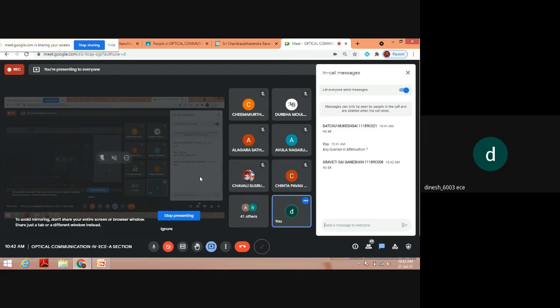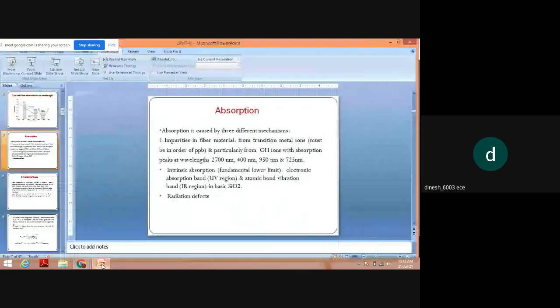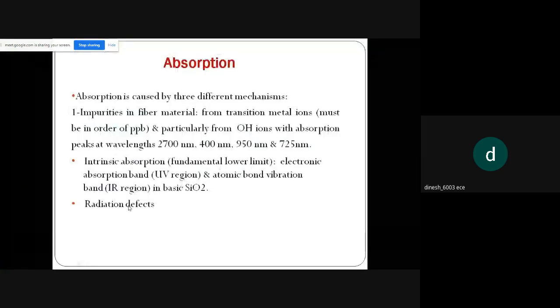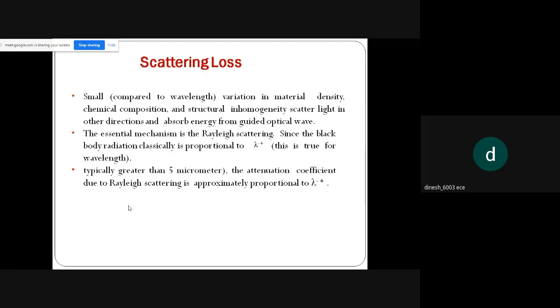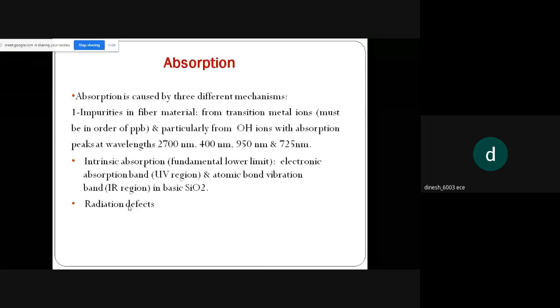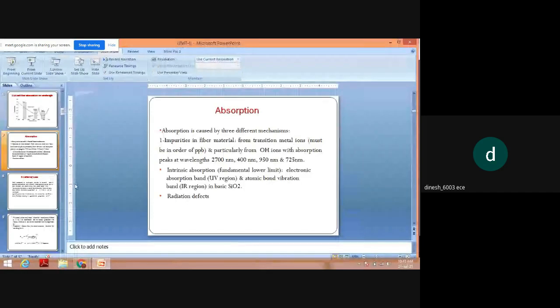Okay, still no queries, so I proceed to the next topic called absorption. Absorption is caused by three different mechanisms. One is the impurities present in the fibers. Second, intrinsic absorption. Third, radiation effects. What are these things? We'll see. First of all, I'll tell you where this absorption occurs.